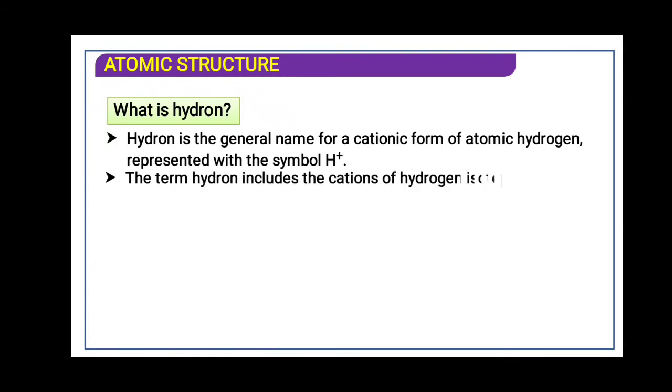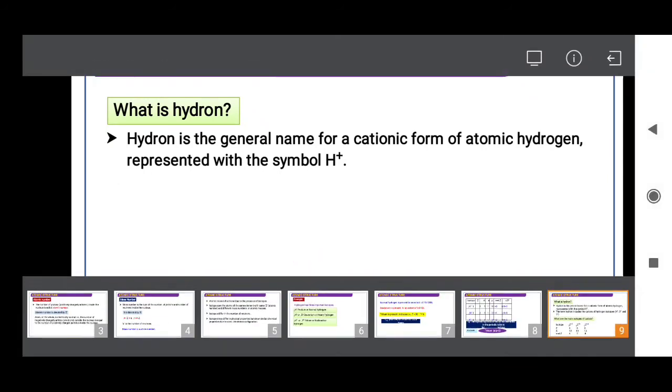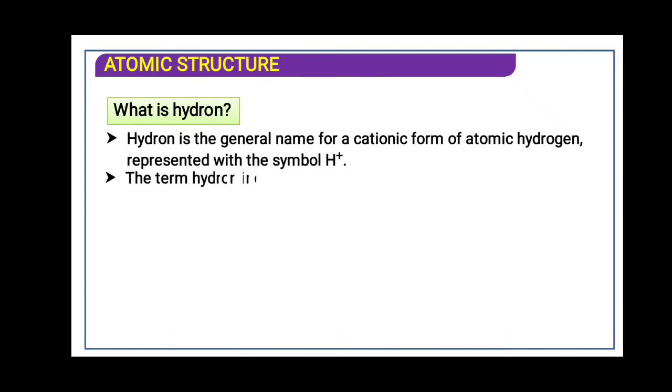The term hydron indicates the cation. Cation means a plus species. When an element loses an electron, that element acquires a plus charge because of the loss of the electron. That is why it is said to be hydron.